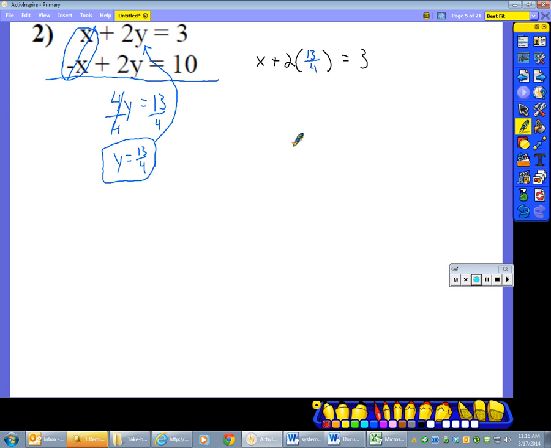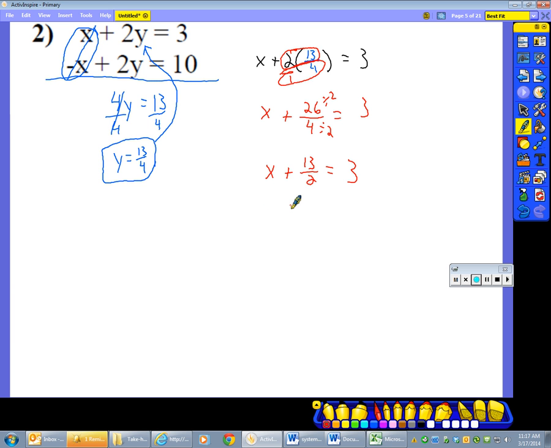And so now you've got to review back to 6th grade when you're multiplying fractions. I set up this 2 to be 2 over 1, and I'm going to multiply numerators. So 2 times 13 is going to be 26. So I have x plus 26 over, and I multiply denominators. 1 times 4 is 4, equals 3. And I can simplify this by dividing the numerator and denominator by 2. So I'm left with x plus 13 over 2 equals 3.